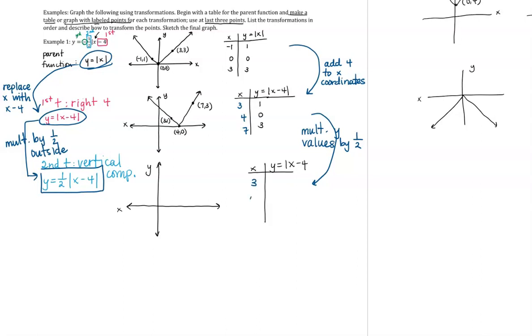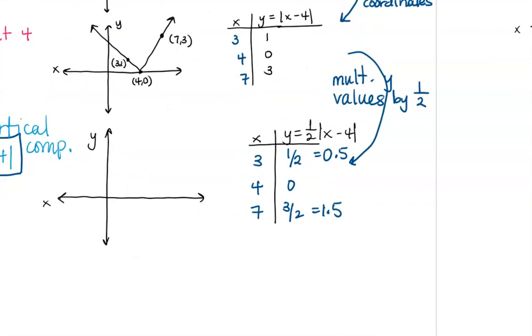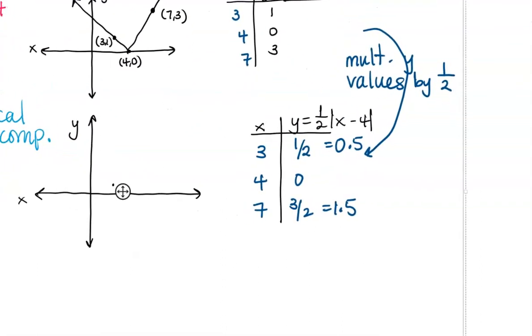So the x coordinates of 3, 4, and 7 will not change, but the y values will now be 1/2, 0, and 3/2. And to help us when we're plotting this, this is 0.5 and this is 1.5. And this equation should have the 1/2 in front. Okay, so now let's start plotting our points. Instead of the point (3, 1), we're now at (3, 1/2). (4, 0) is still at (4, 0), because 0 times 1/2 is still 0.